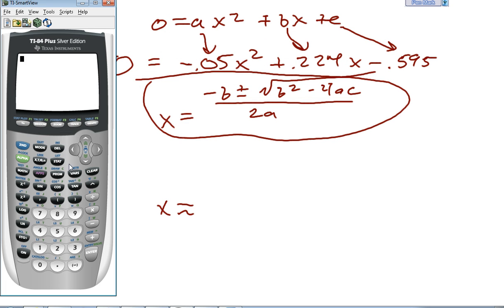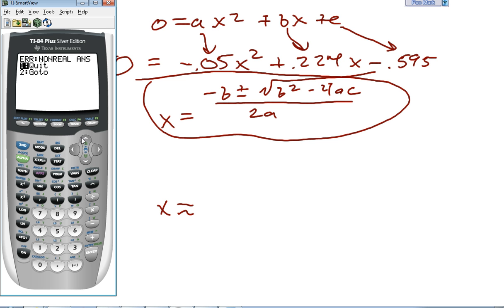I will just go ahead and do it just so we get a little bit of practice seeing it. So it would be negative b, which is negative 0.224. I'll do the minus first. The square root of b squared, so that's 0.224 squared, minus 4 times a, which is negative 0.05, times c, which is negative 0.595. I'm going to close that square root. I'm going to close that numerator, and I'm going to divide by parenthesis 2 times a, which is negative 0.05.